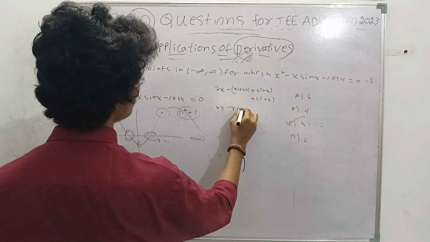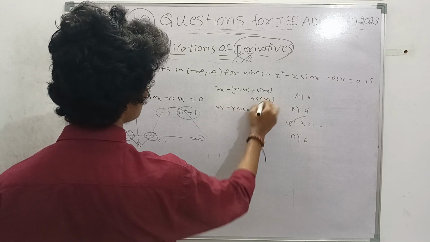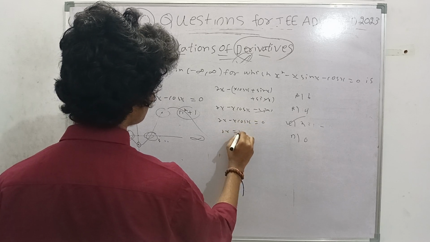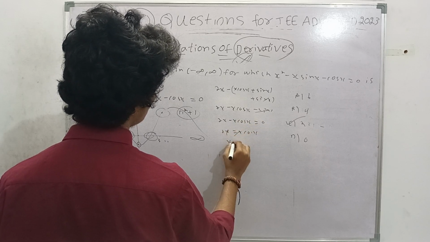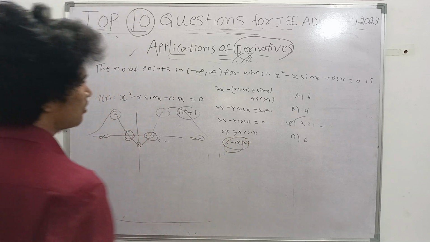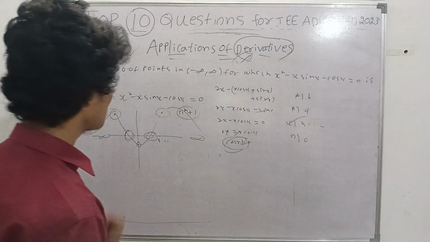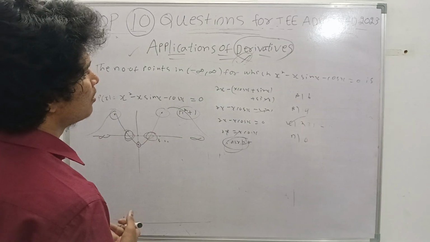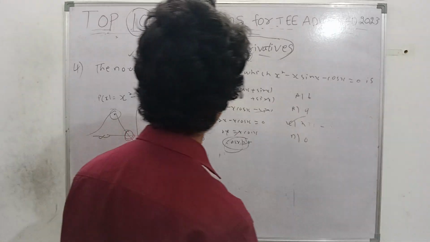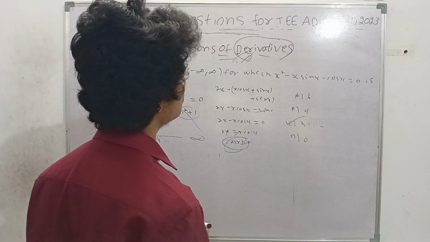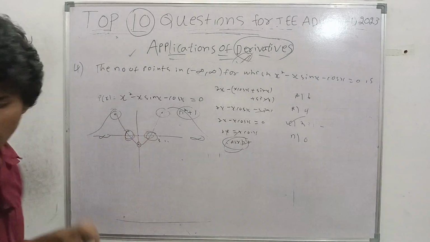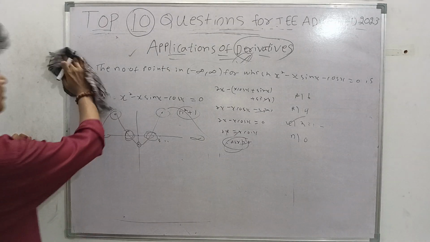2x minus x cos x minus sin x, these two will get cancelled. 2x minus x cos x equal to 0. 2x equal to x cos x. Cos x equal to 2. No, it does not equal. Yes, it is correct only. Like this you can do. The fourth question is completed. I am checking the answer whether it is correct or not.